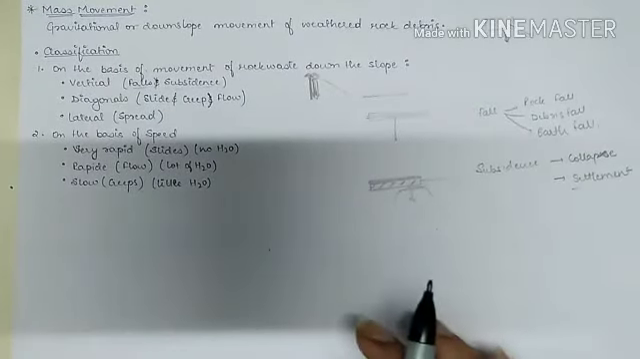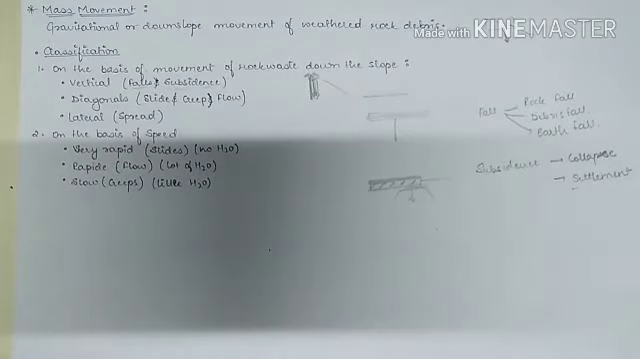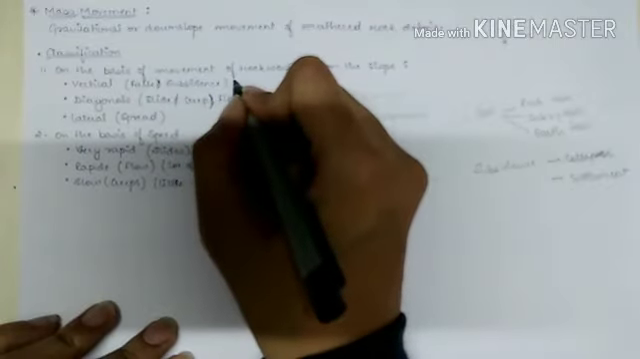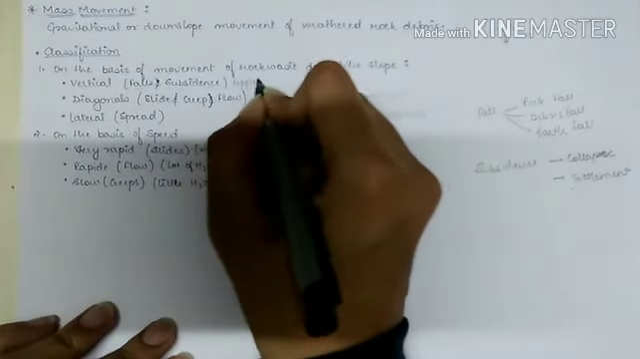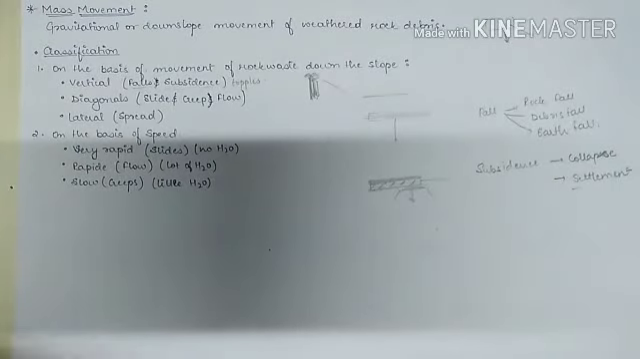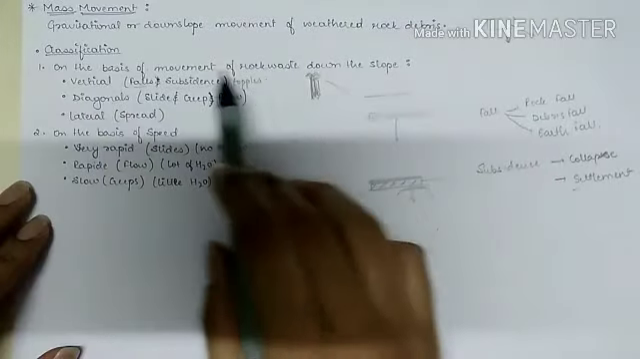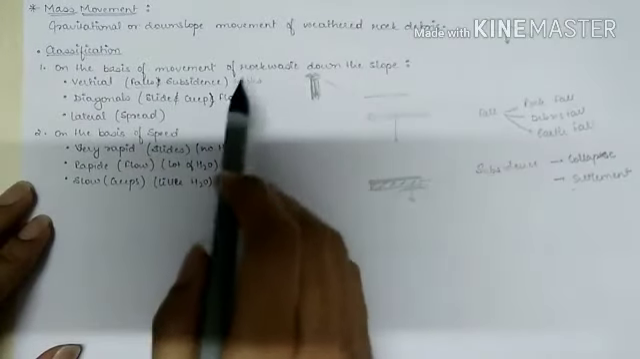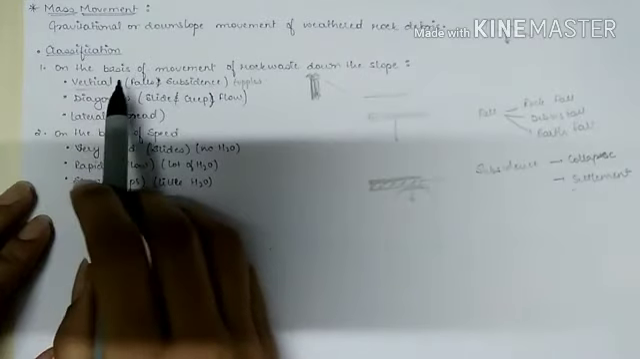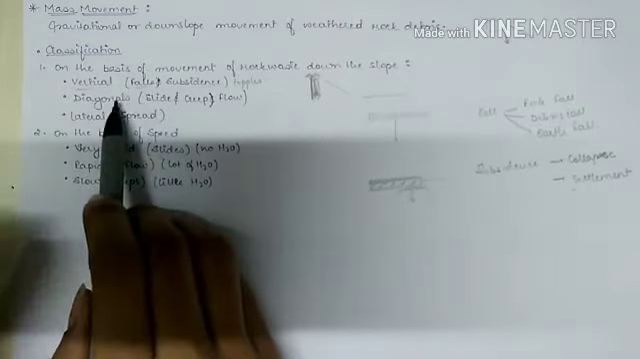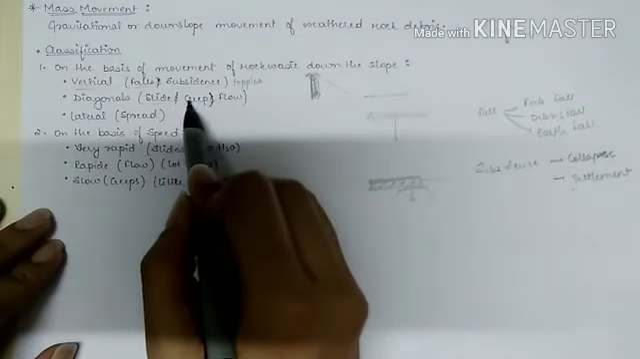Now next we have topple. Topple is actually rotational fall of rock slabs or earth material. So it also comes in vertical fall. Now the vertical one is done. So on the basis of movement of rock waste down the slope, we have vertical, which involves fall, subsidence, and topple. Next is diagonal. Diagonal involves slide, creep, and flow.